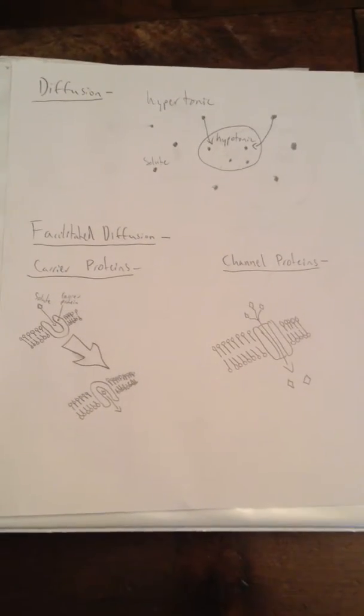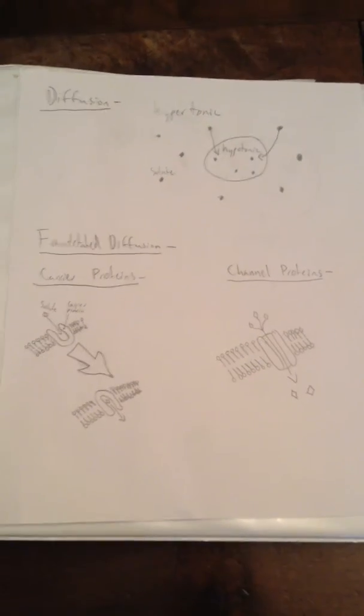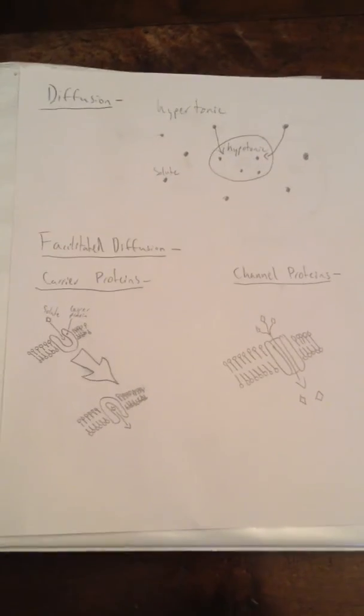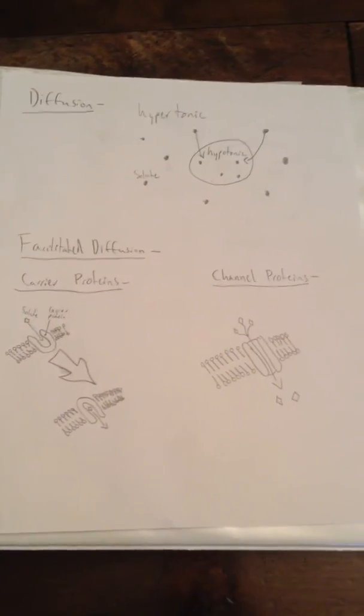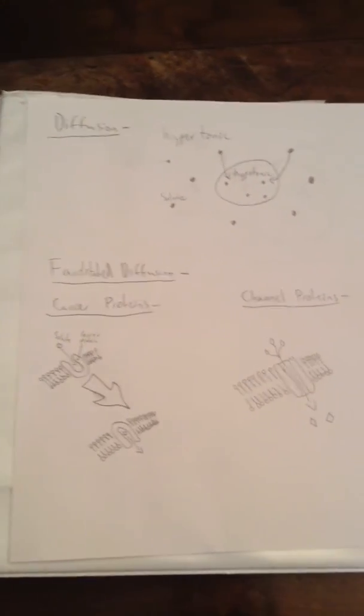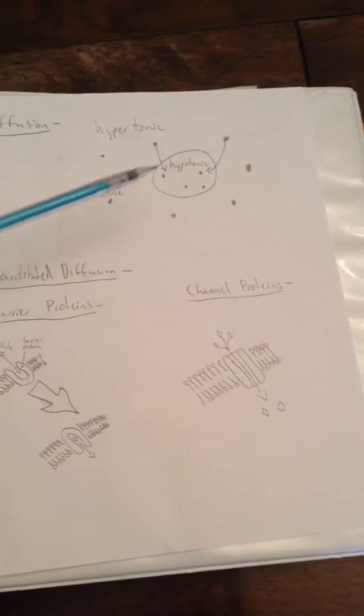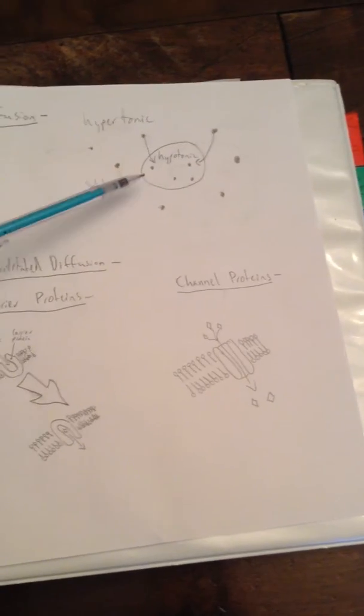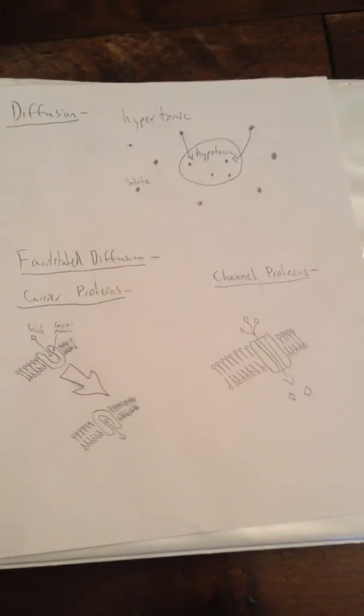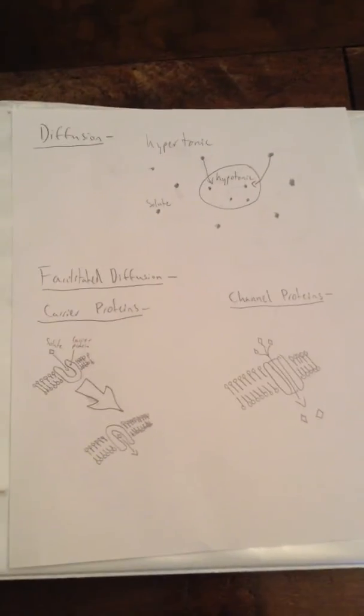Diffusion is a type of passive transport in which solutes move from a hypertonic environment, or an environment with a higher concentration, to a hypotonic environment, or an area with a lower concentration. This creates two isotonic environments, or environments with equal concentrations.